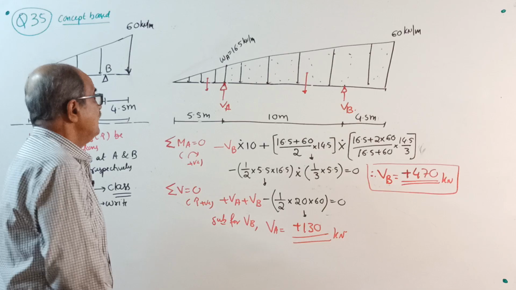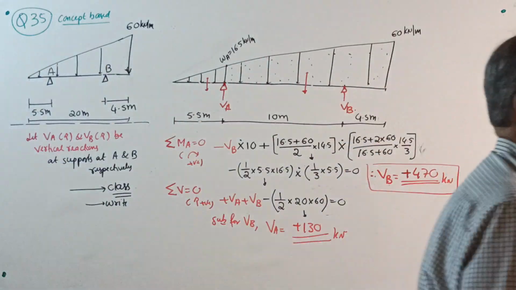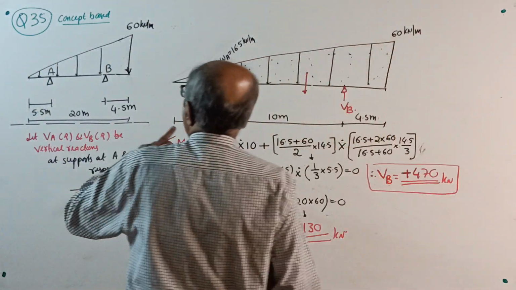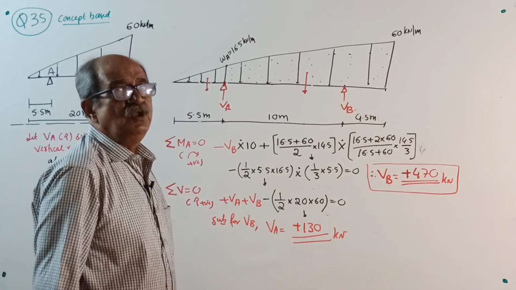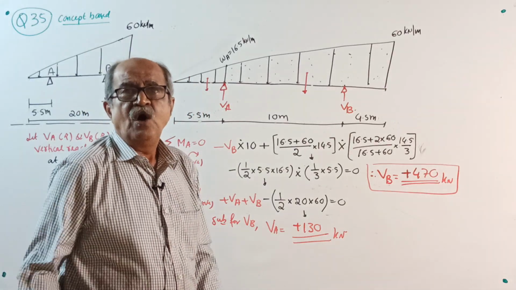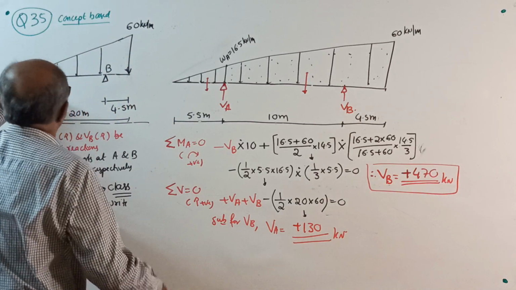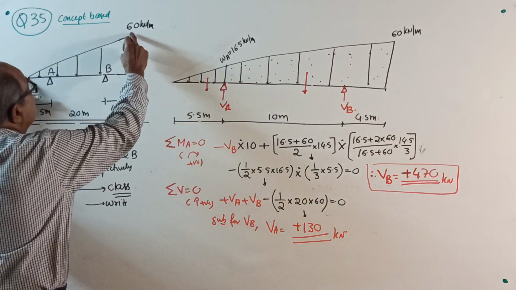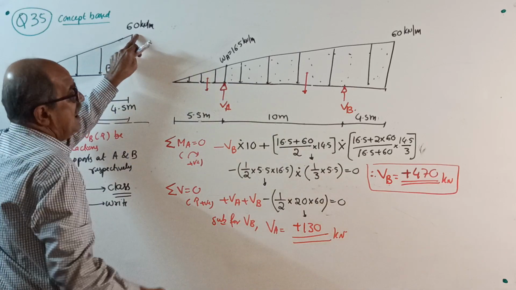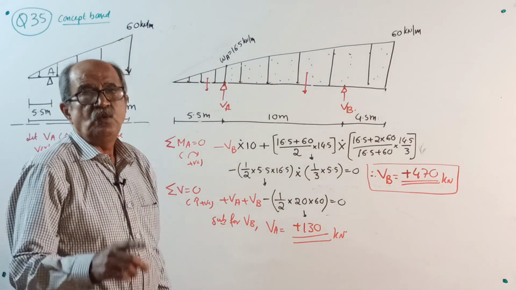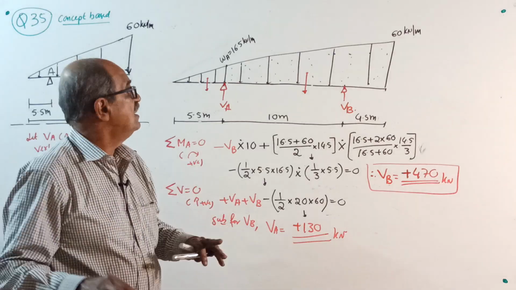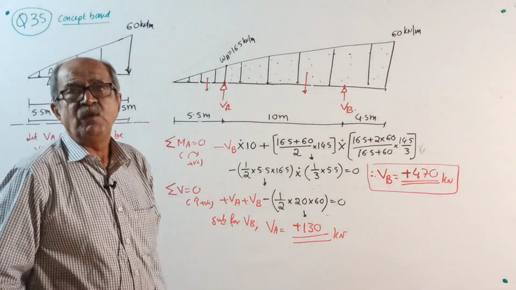Most important is loading. It is loaded by a uniformly varying load of intensity 0 at the left extreme end, and linearly increases to 60 kN per meter at the right extreme end. Very important concept-based question. A lot of your confusion will be avoided here now.